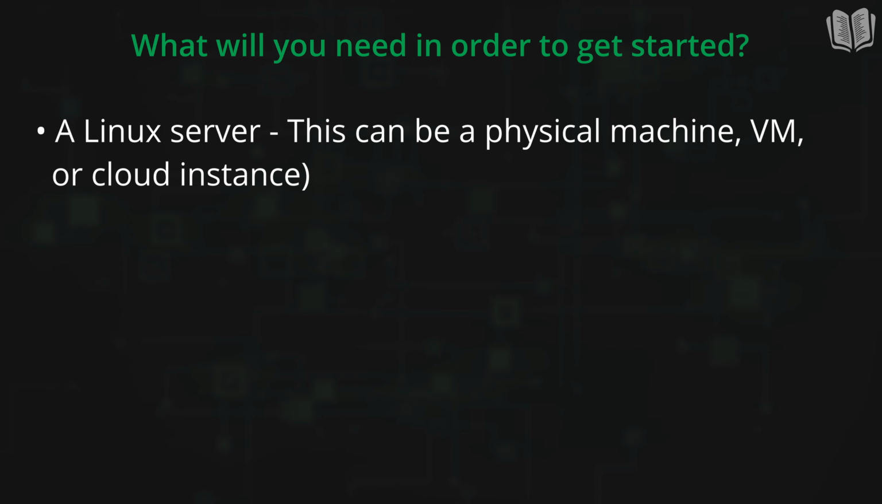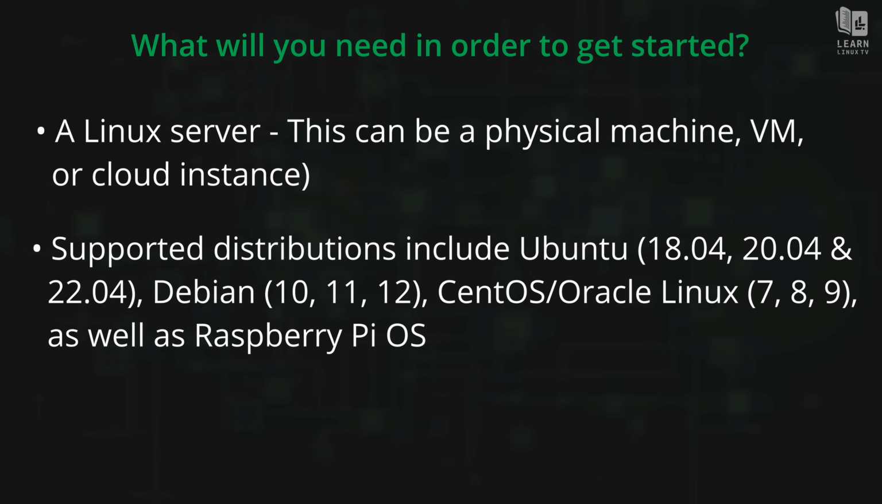When it comes to which distribution your Linux server should be running, the following operating systems are supported by Kasm. When it comes to Ubuntu, versions 18.04, 20.04, and 22.04 are supported. For Debian, versions 10, 11, and 12 are supported. Supported versions for CentOS include versions 7, 8, and 9, with Oracle Linux also versions 7, 8, and 9, and Raspberry Pi OS is supported as well, and yes, that means you can run Kasm on a Raspberry Pi.